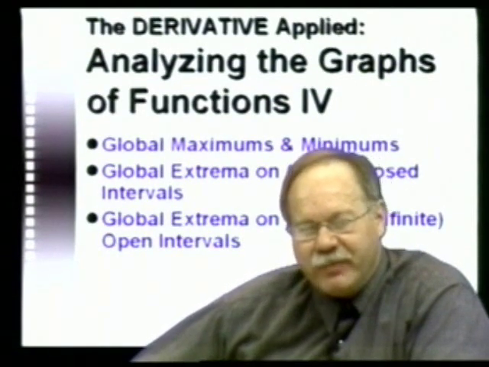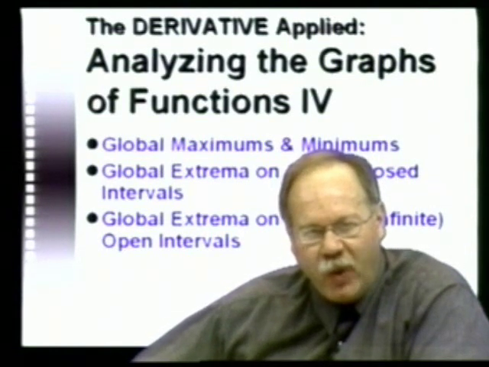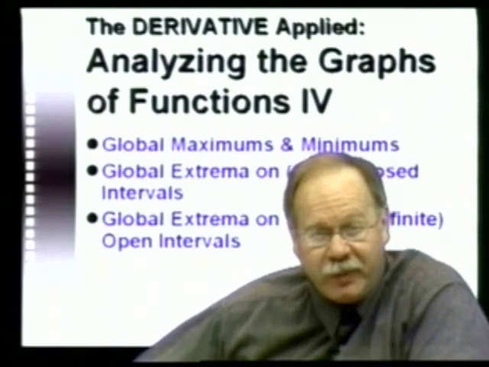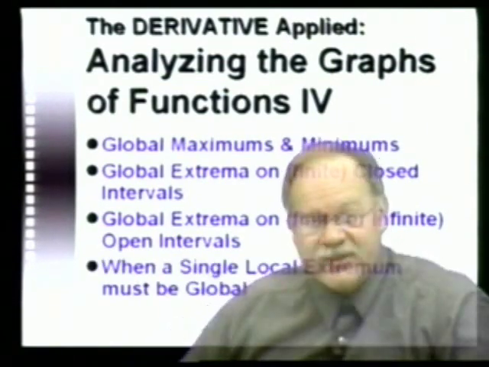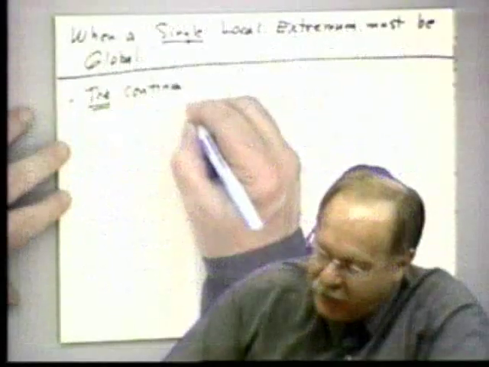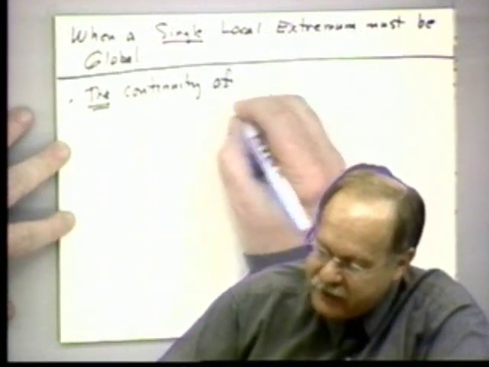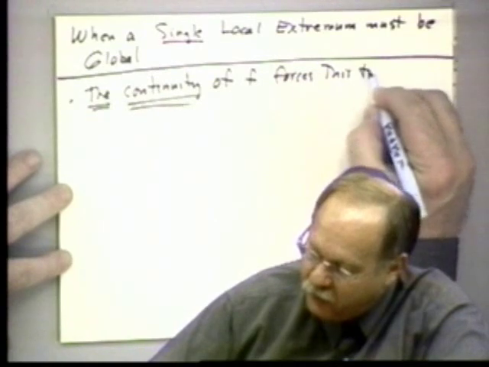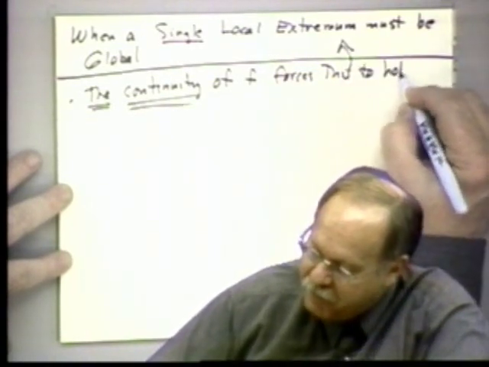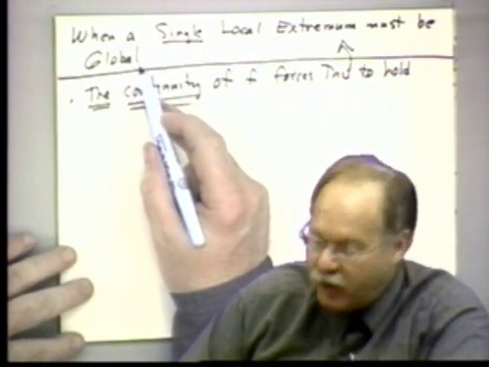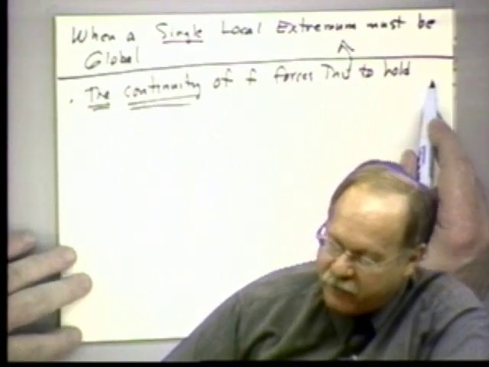That last example we looked at brought up an interesting point. What if you only have one local extremum in an open interval? Doesn't that force it to be a global extremum? Well, it turns out that's true. And let's make sure we realize that we're talking about continuous functions. The continuity of the function f forces this to hold: a single local extremum must be forced to be a global extremum.